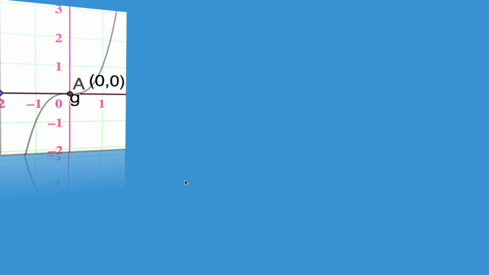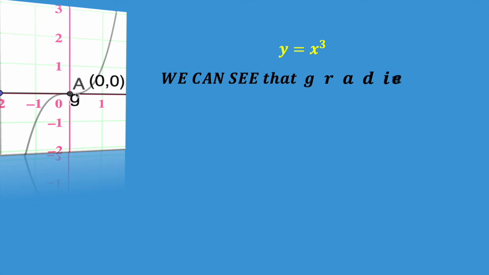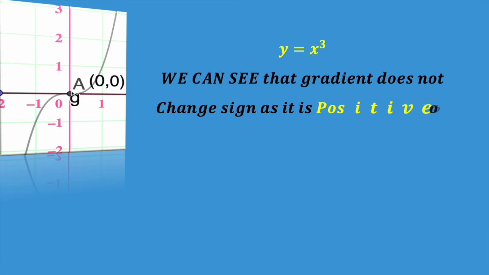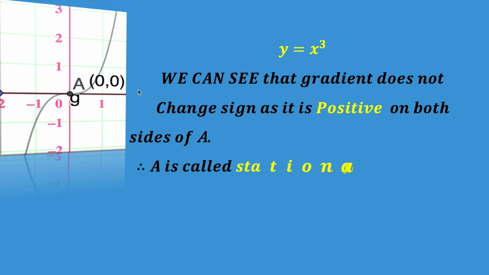Similarly, let's look at this example, y is equal to x cube. The tangent at A is horizontal and the gradient is therefore 0, and on both sides of A, the gradient doesn't change sign and is positive. So therefore A is known as a stationary point of inflection.